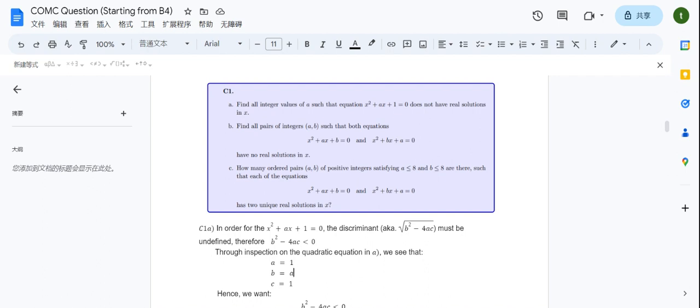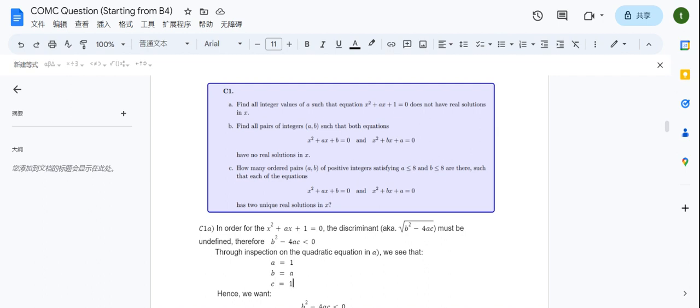So by inspection of the quadratic equation in A, we see that a is equal to 1, b is equal to a, c is equal to 1. This is because the traditional quadratic equation is usually in the form of ax squared plus bx plus c. In this case, x squared is the ax squared part, so a is equal to 1. The ax is the bx part, so b is equal to a and c is equal to 1.